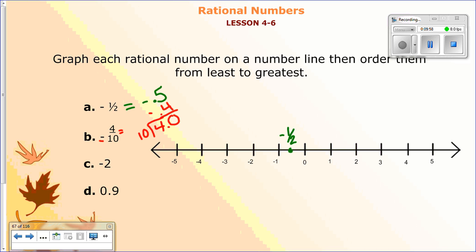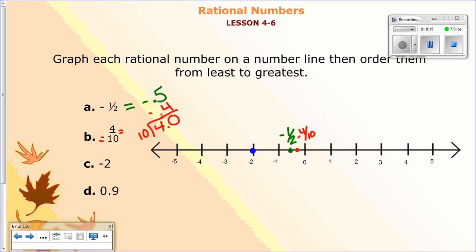That is a little less negative, so that goes right in here. This is negative 4/10 and that is negative 5/10, so this one is a little closer to 0. Then we have negative 2, which is right on the line. Then we have 9/10.